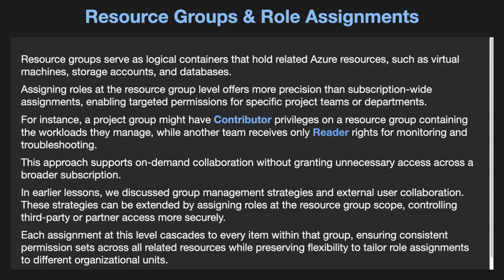In earlier lessons, we discussed group management strategies and external user collaboration. These strategies can be extended by assigning roles at the resource group scope, controlling third-party or partner access more securely. Each assignment at this level cascades to every item within that group, ensuring consistent permission sets across all related resources while preserving flexibility to tailor role assignments to different organizational units.